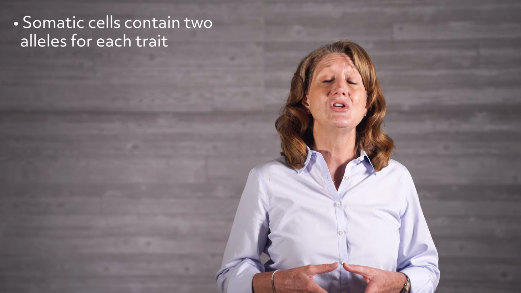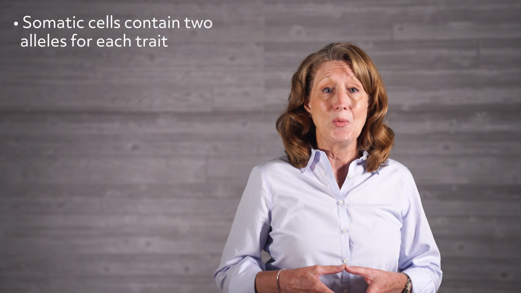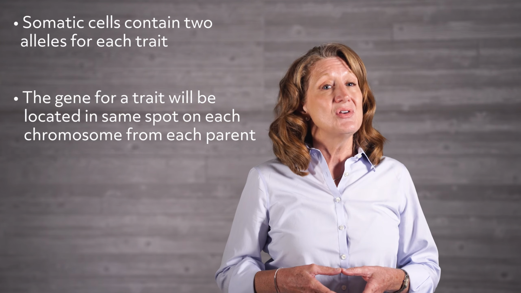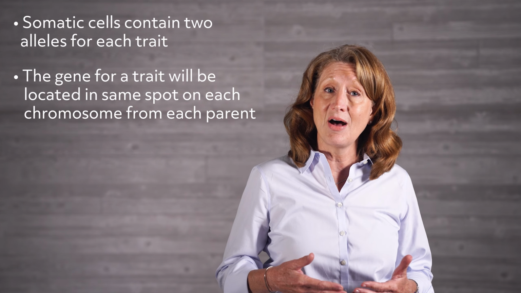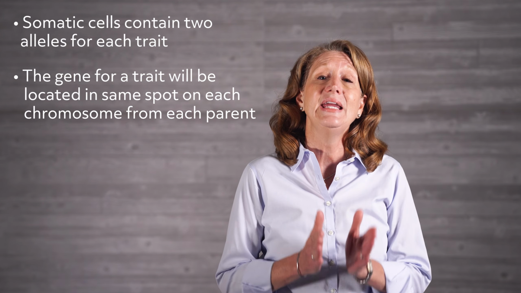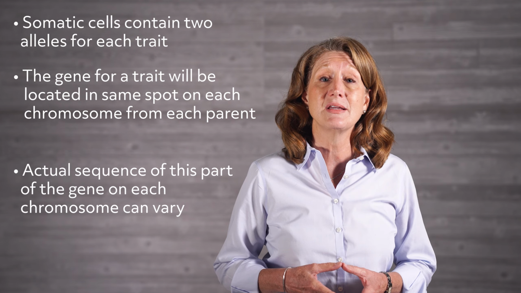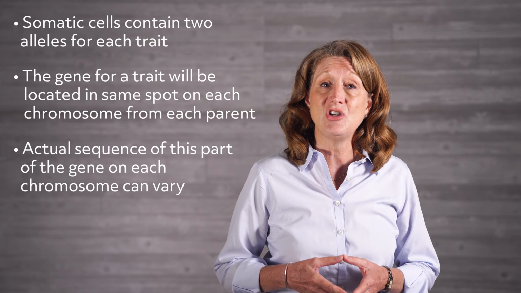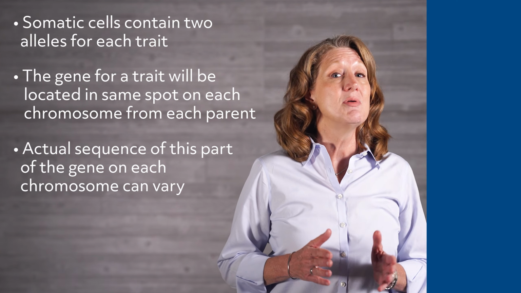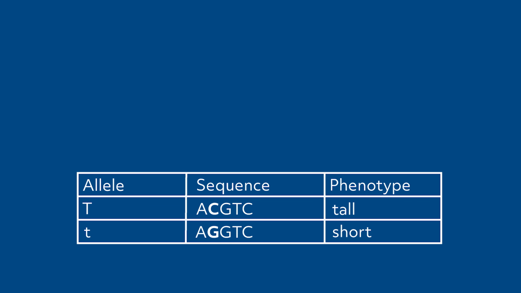Let's take height for an example. In reality, there are many factors that contribute to the height differences in humans, but for the sake of this example, let's say a person is either tall or short. Remember that all somatic cells contain two alleles for each trait, one on each chromosome. So the gene for height is going to be located in the same spot on each chromosome from your mom and dad. Even though this gene is located in the same spot and codes for the same height trait, the actual sequence of this part of the gene on each chromosome can vary. Remember, this varied sequence is an allele.